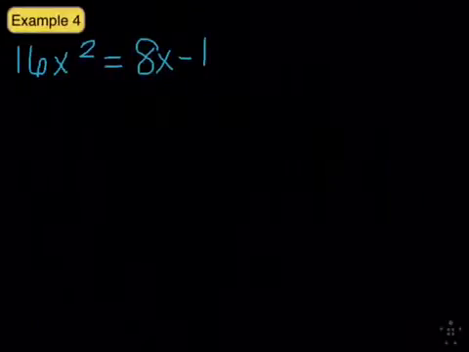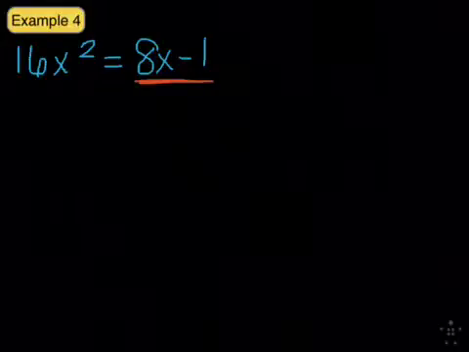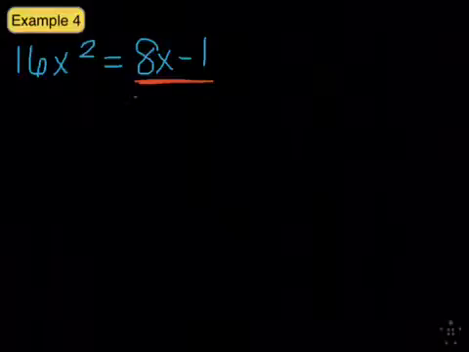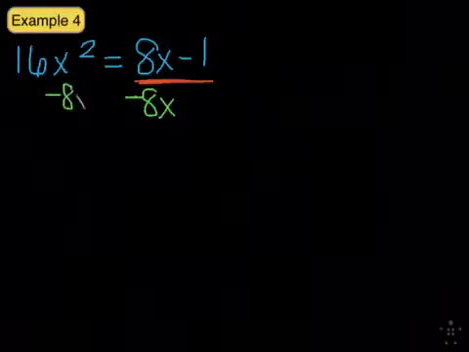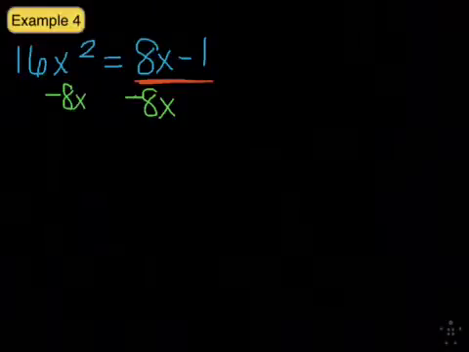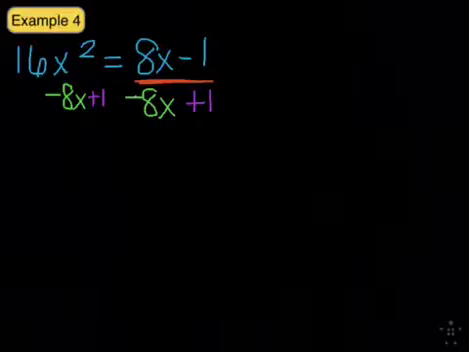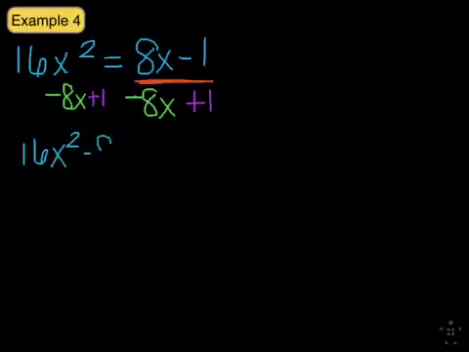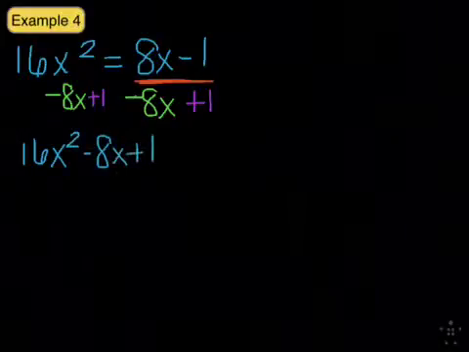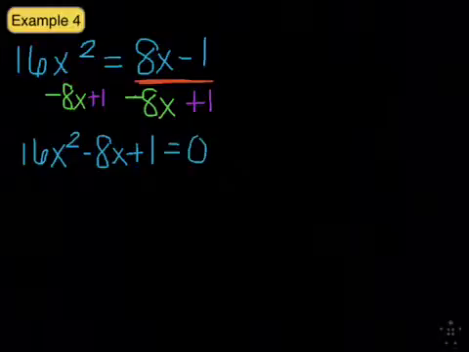Next one, we got 16x squared equals 8x minus 1. Again, it's not equal to 0, so we have to make it equal 0. So I'm going to move both of them at the same time. To move the 8x over, I know I need to subtract 8x. And to move the 1, I know I need to add 1. So this one would be 16x squared minus 8x plus 1 equals 0.